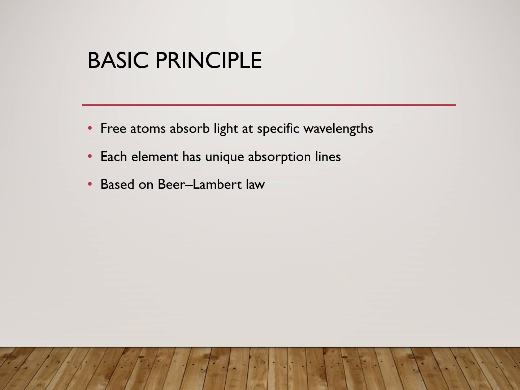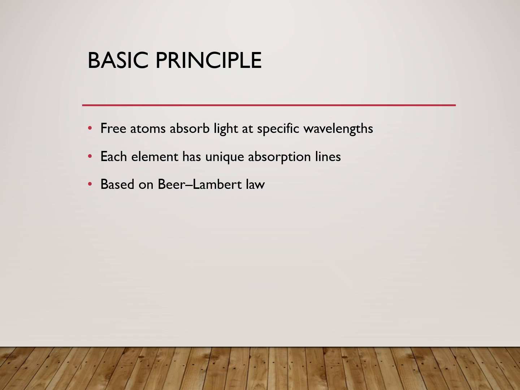The principle of AAS is very simple. When a sample containing metal ions is converted into free atoms, these atoms absorb light of a specific wavelength. Each element absorbs radiation at its own characteristic wavelength. So, by measuring this absorption, we can determine the concentration of that element.